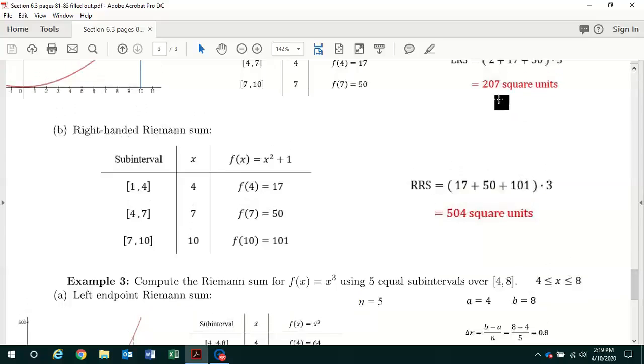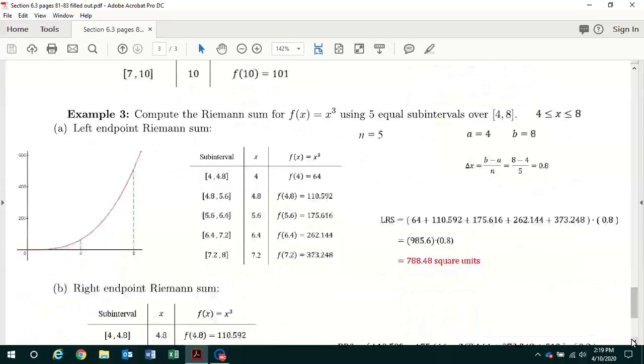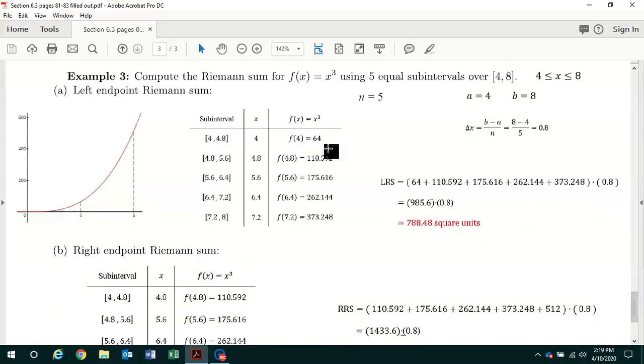So with the left-handed, it was 207. With the right-handed, it's 504. All right. Example 3 is a little bit more complicated, right, because of the math, but it's the same principle.